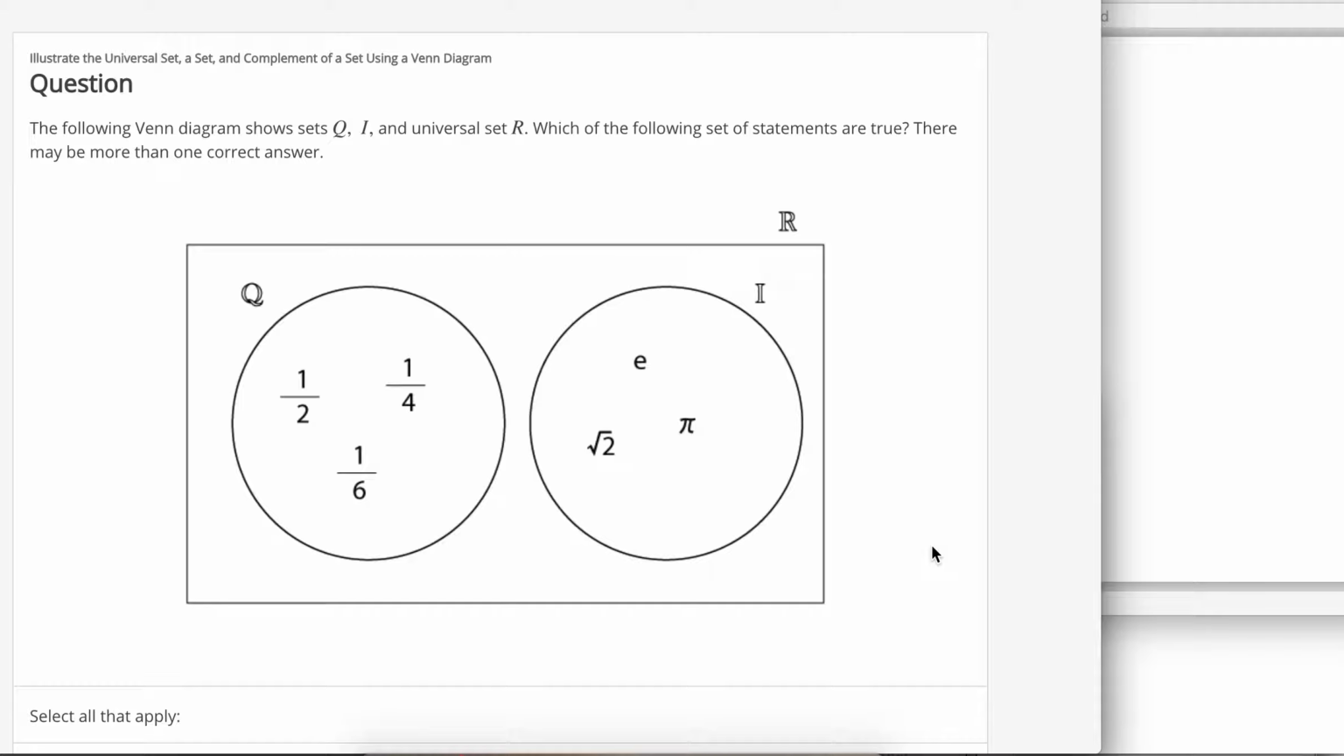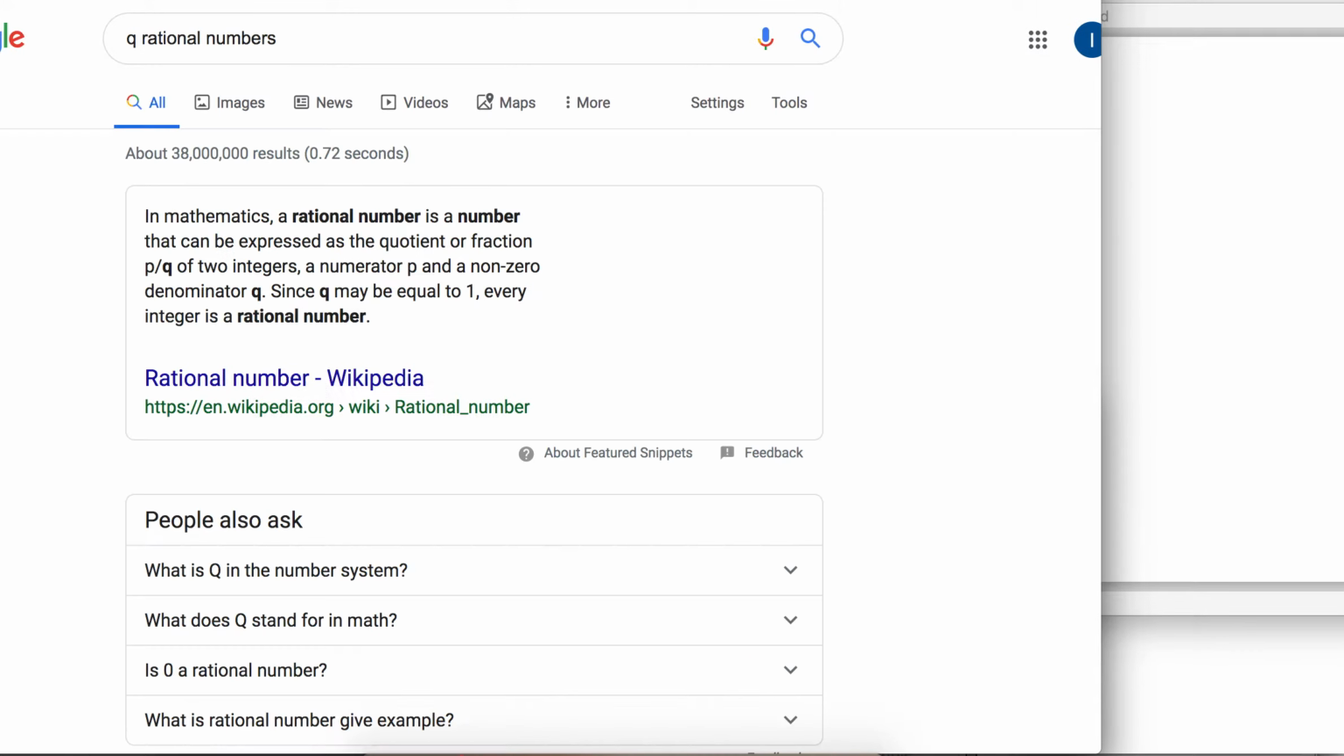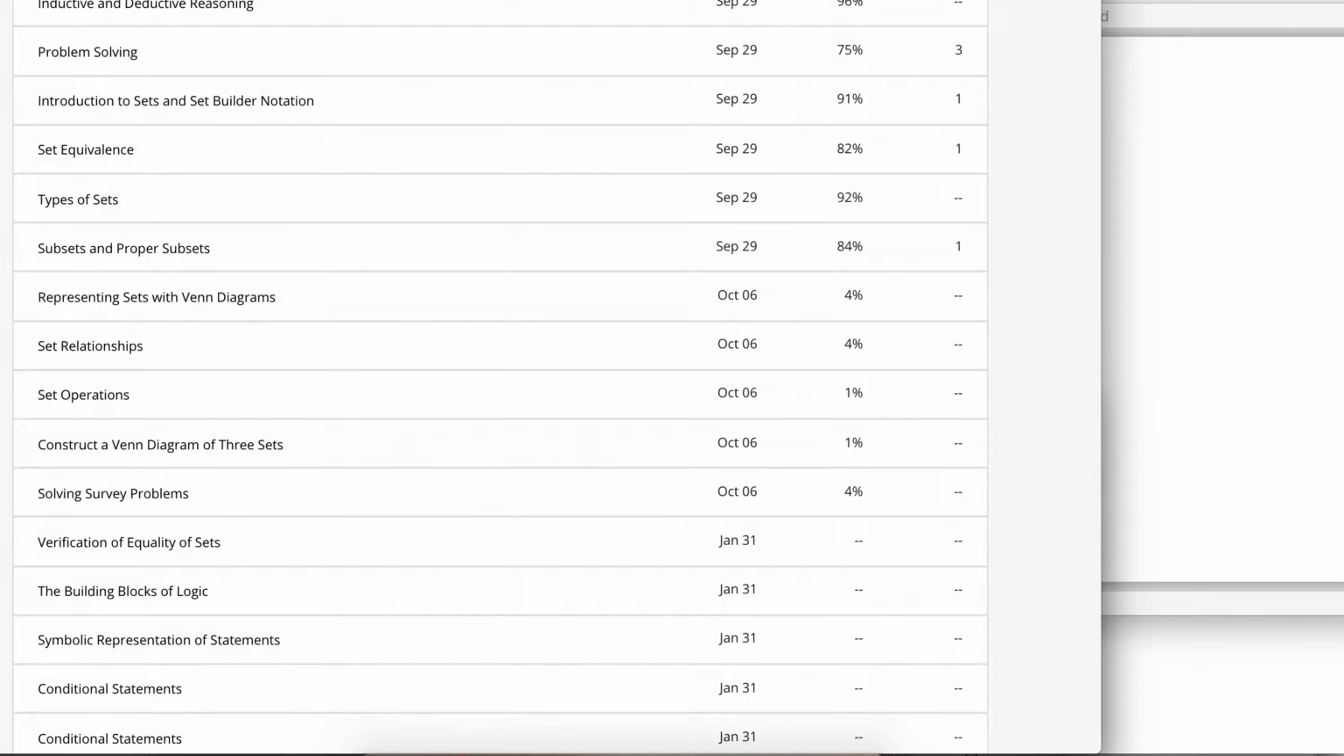So it shows sets Q, I, and universal set R. I think they're talking about imaginary, rational, and real numbers. Yeah, they are. Yep. So just a little bit of math vocabulary for you. Q stands for, it's usually like shorthand for the set of rational numbers. Let me just double check. Yep. Okay. Just wanted to make sure.